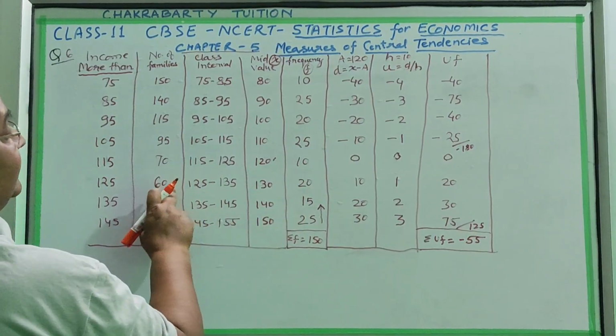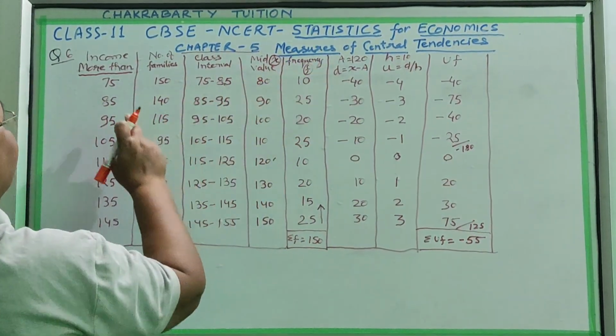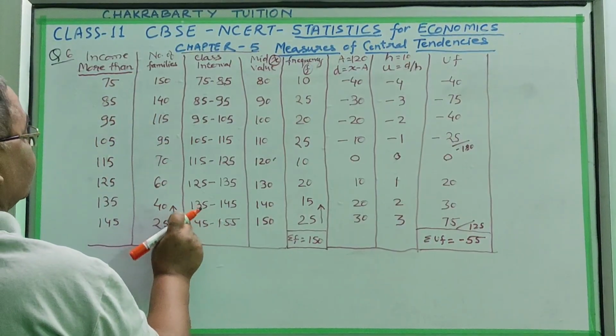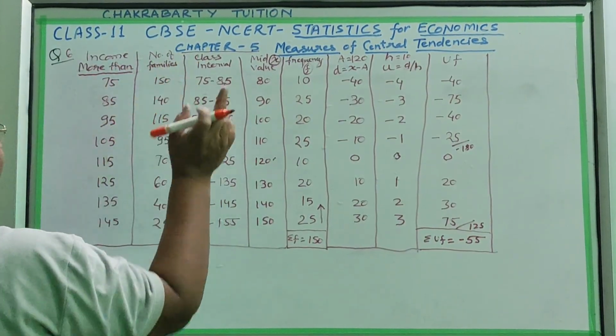Okay, that's why 60 is here. So how will you get the frequency? In case of "more than", you reduce from here, and in case of "less than", you reduce from the upper side. Okay, that is the difference.